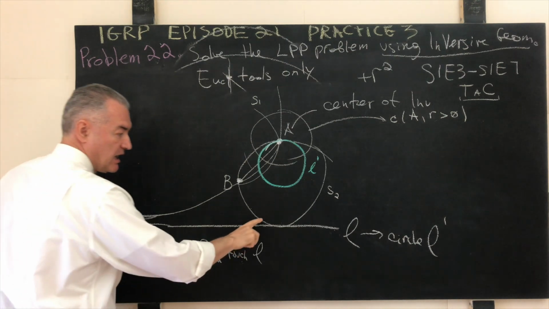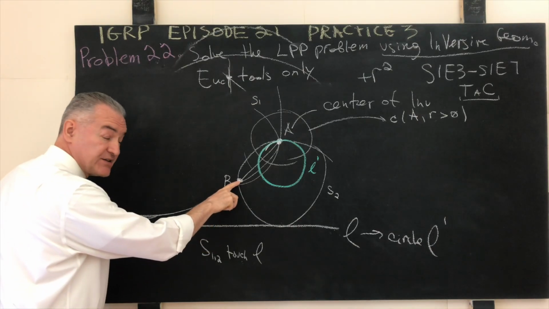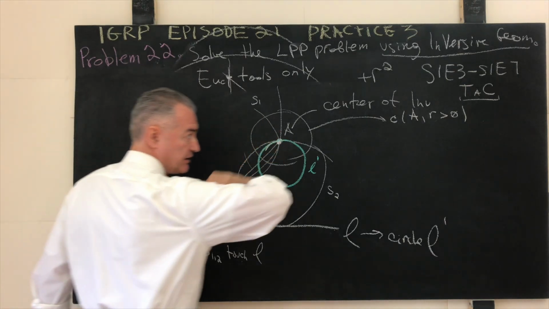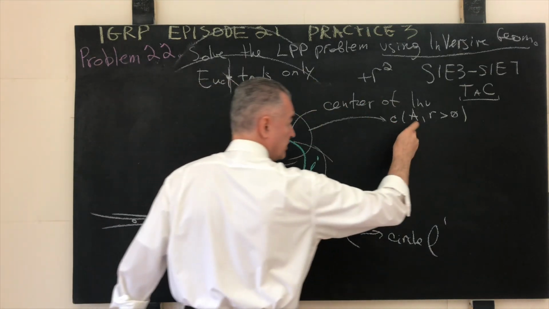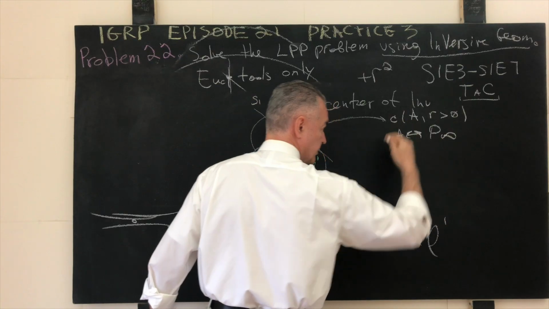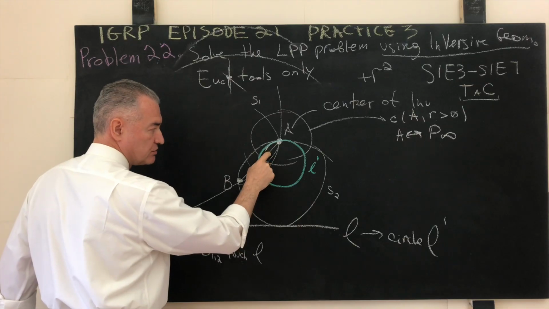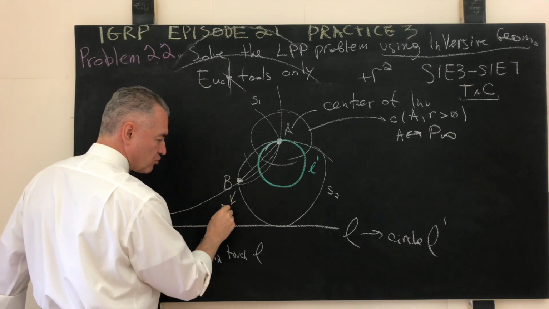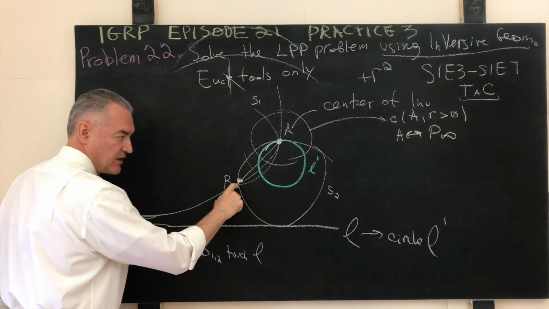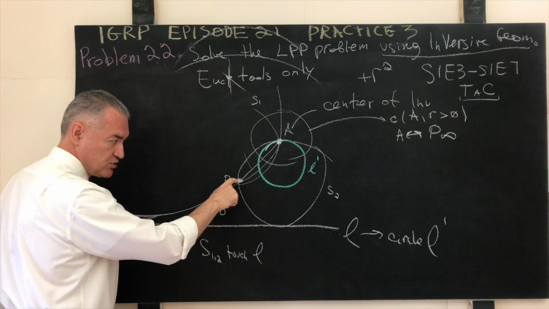The circles S1 and S2 intersect. They have a point B in this case in common. The center of inversion will be taken into the point at infinity. We know that A will be taken into the point at infinity, and conversely, the point at infinity will be taken into the point A. But the point B will be taken with respect to this circle into the point B prime. And what does that mean? Well, that means that if the original objects intersect at the point B, then their images intersect at the point B prime, at the image of the point B.